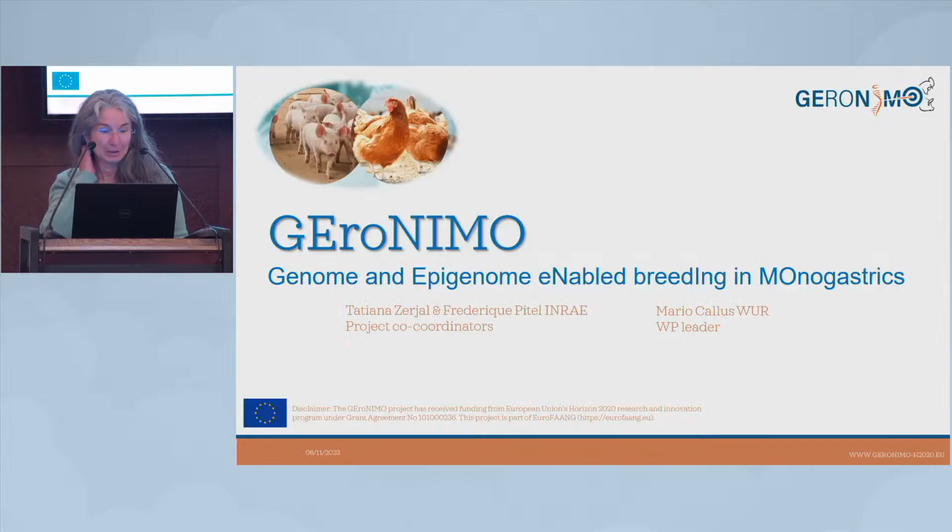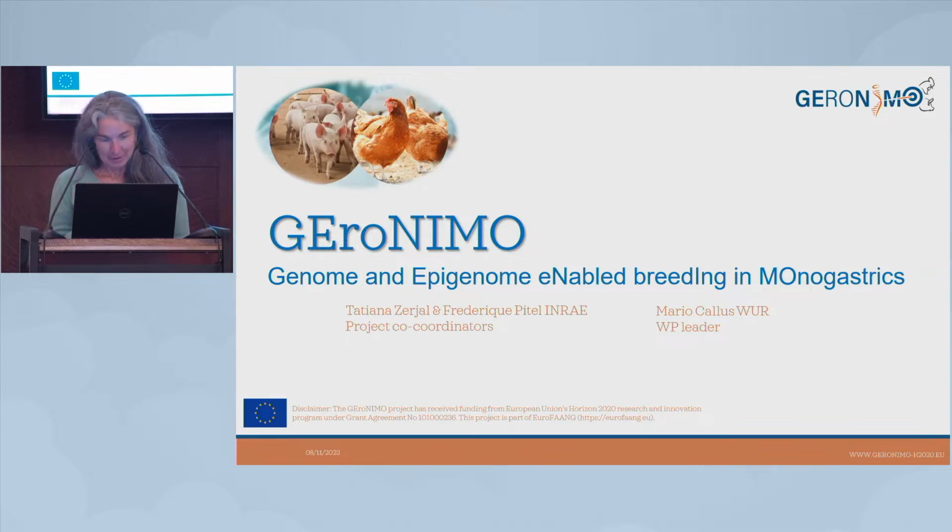So, hi, my name is Tatiana Zerjal, and I am with Frédéric Pitel, the co-coordinator of Geronimo. Geronimo stands for Genome and Epigenome Enabling Breeding in Monogastrics. It's a European project that works mainly on pigs and chickens. And there is a little transgenerational experiment in quails.